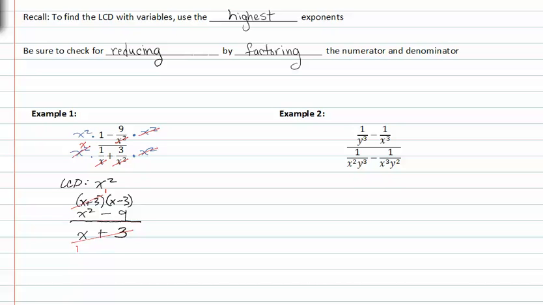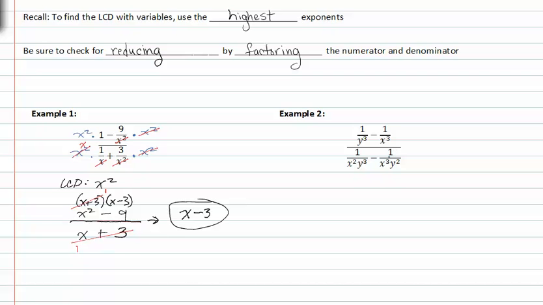So when we rewrite it in its most reduced form, we do not write anything in the denominator, because if it's over 1, we don't have to write anything. So it's x minus 3 over 1, or just x minus 3 as my solution.